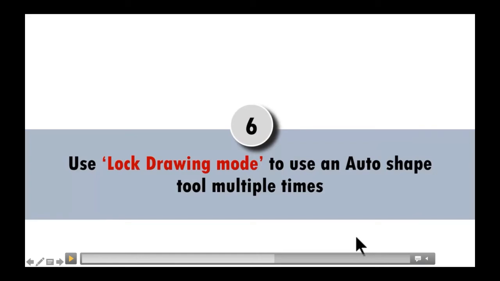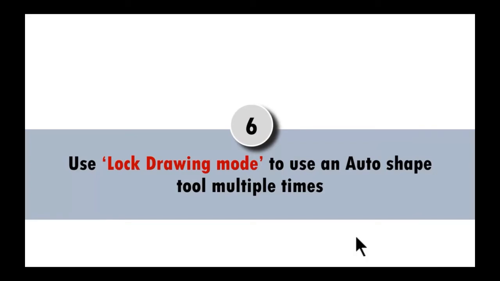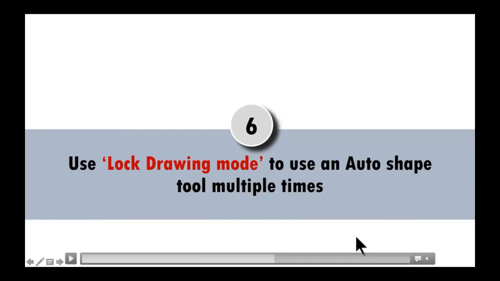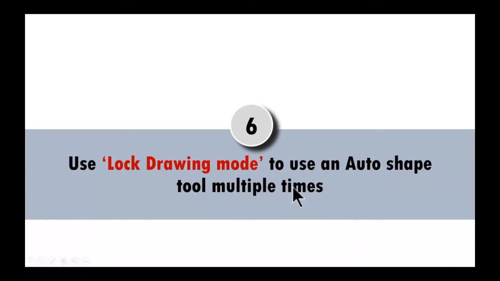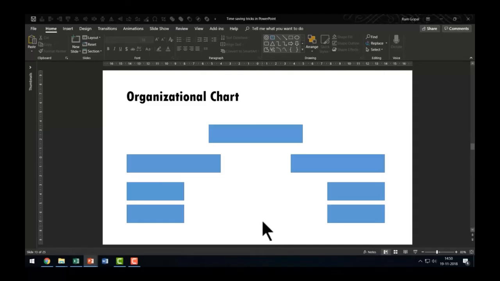The next one is to use lock drawing mode to use an auto shape tool multiple times. This is again a very interesting optional feature. For example, you have to draw a chart and you want to link the boxes with elbow-like shapes. So how can you do it?